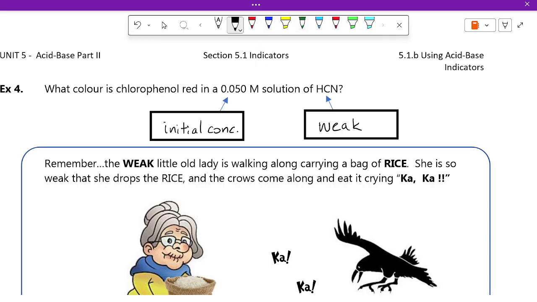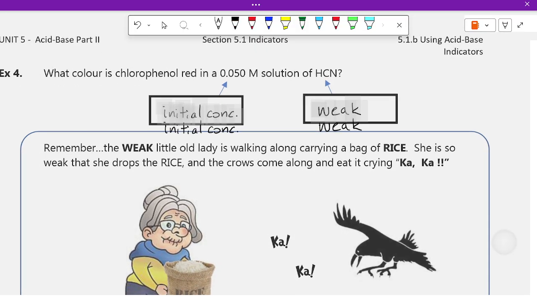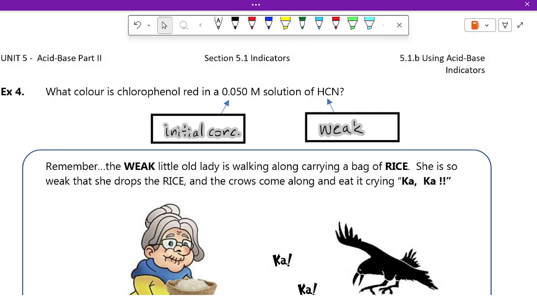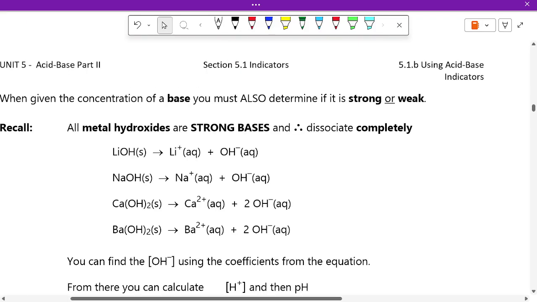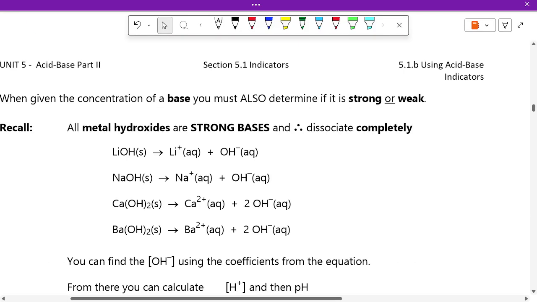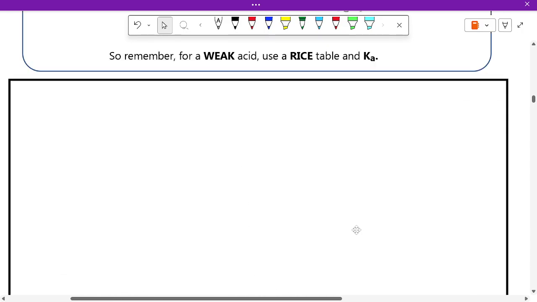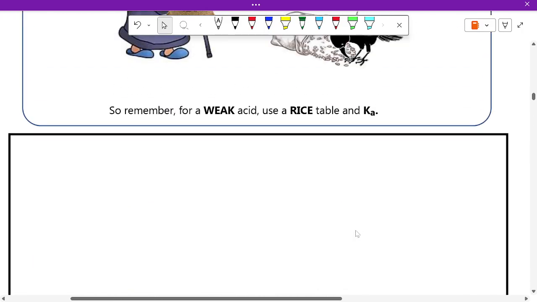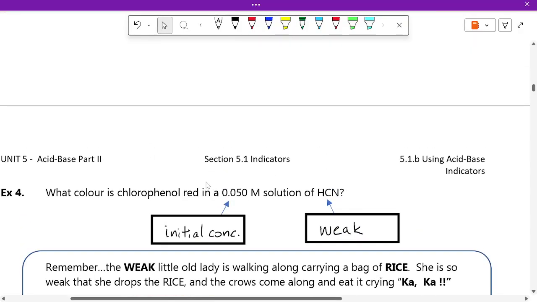So here's our weak little old lady carrying her bag of rice. She's back. What happened? I don't know. It went crazy. Sorry. I don't know what's happening here. Let's get the mouse. Maybe that'll work better. There she is. All right, and now you guys can do this question. So we're doing what color is chlorophenol red in 0.05 molar HCN.